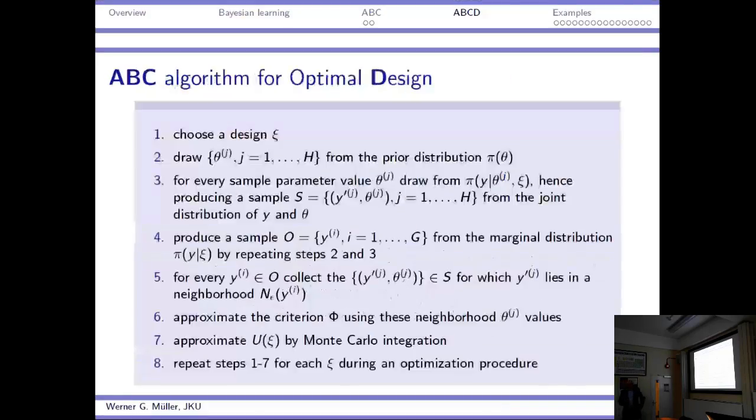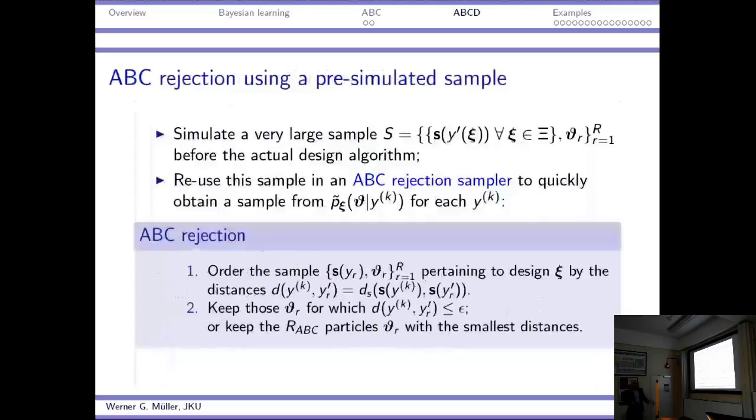Now, one easy step ahead is not to do this in a loop, because this will take too many resources in any kind. So one way out of this is to do a pre-simulated sample, a very big one, and then to reuse the same sample all the time. That's what we've been doing. So there's a really big sample, I call it S here, of size R, and we use an ABC rejection sampler here. So we order the sample pertaining to some designs, and then we look at the distance. We always have to define what a neighborhood entails.